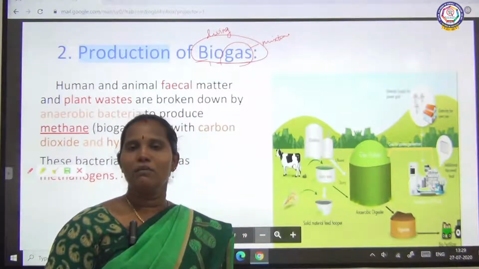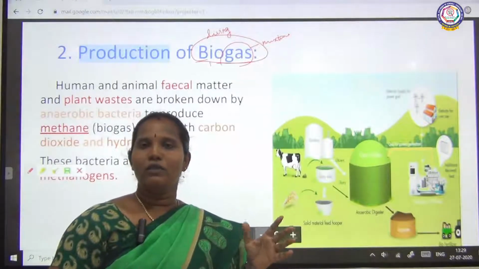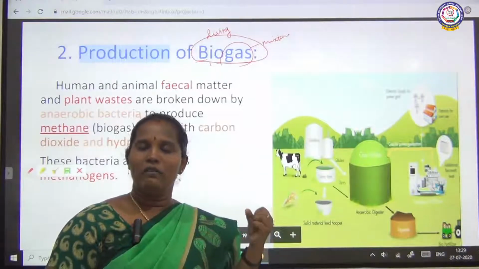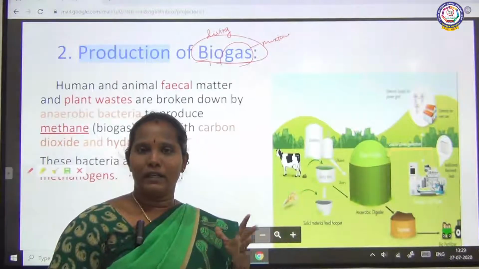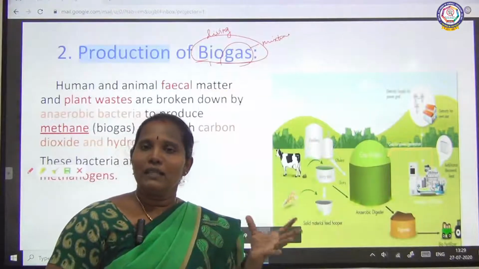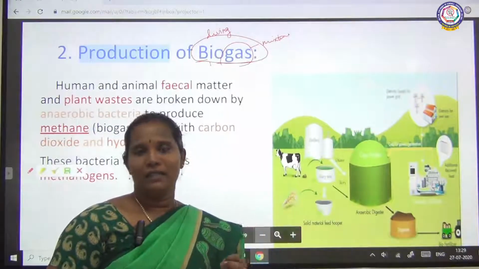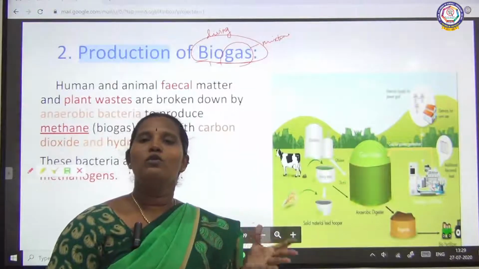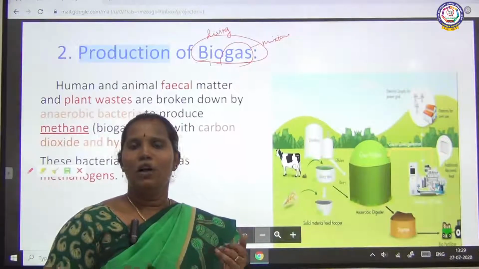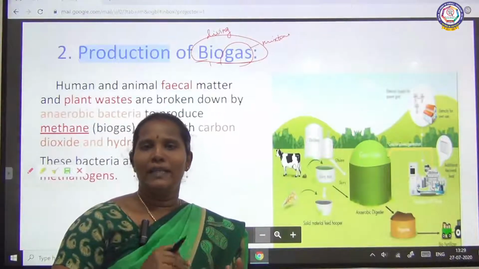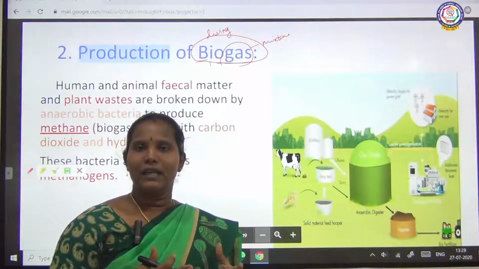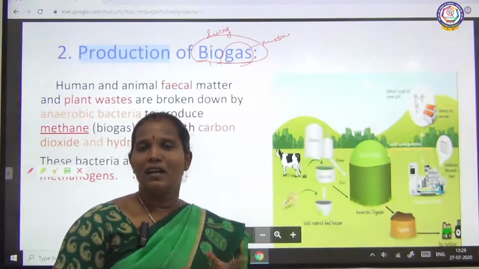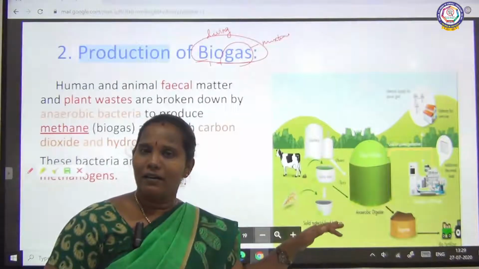wastes. Farm wastes means they kept some animals in their farms, for example cow and sheep. So these wastes are the animal wastes, and then human wastes also. Then the household wastes. Household wastes means fruit and vegetable peels; these materials are called household wastes. So all the wastes are collected in this well.